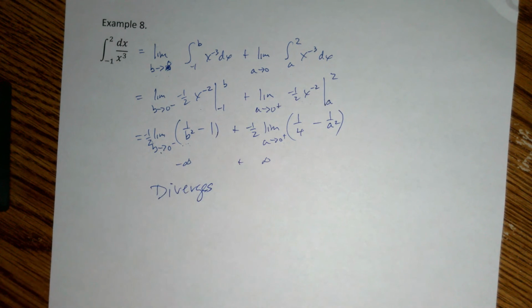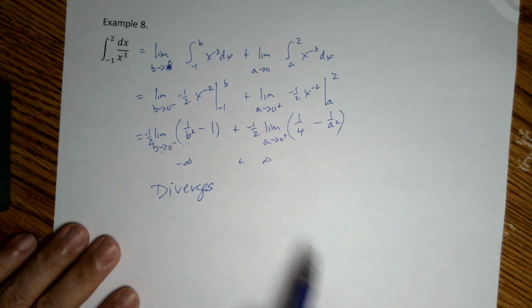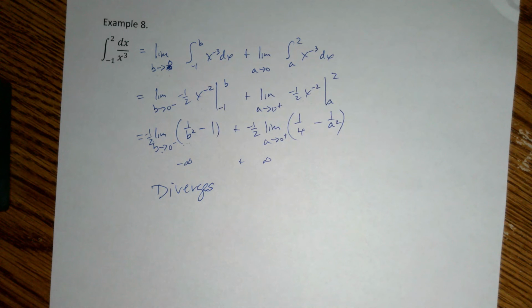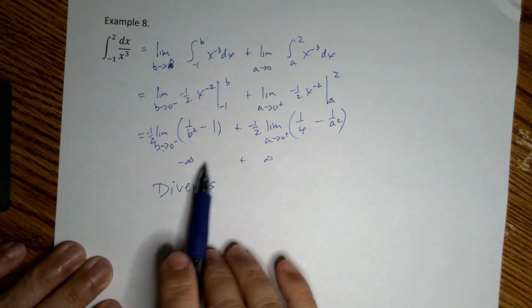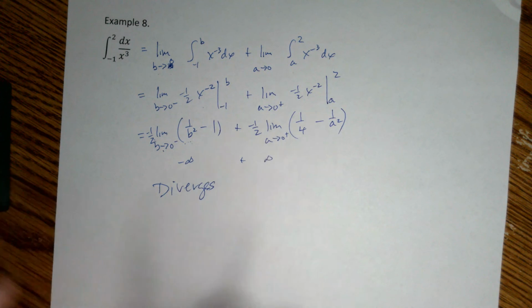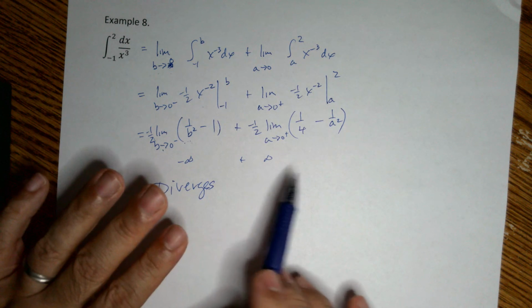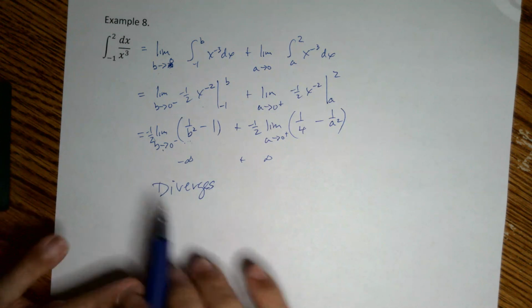And you can't use L'Hopital's rule, because these are two different variables, and L'Hopital's rule only applies when you're working with one variable. You might be able to rewrite this if they were using the same variable, but you can't rewrite it to make it fit L'Hopital's rule. Okay? So that's it. It just diverges.